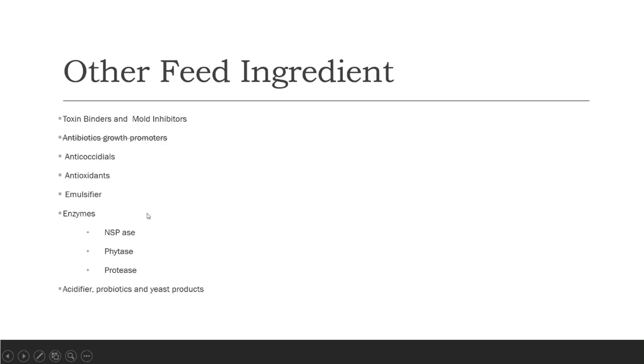There are three mostly used enzymes: NSPase, to digest the non-starch polysaccharides; protease, to digest the protein; and phytase, to break down the phytate compound molecule and release the phosphorus. And then if you are using non-antibiotic growth promoter feed, non-AGP feed, then you have to use acidifiers, probiotics, and yeast products.